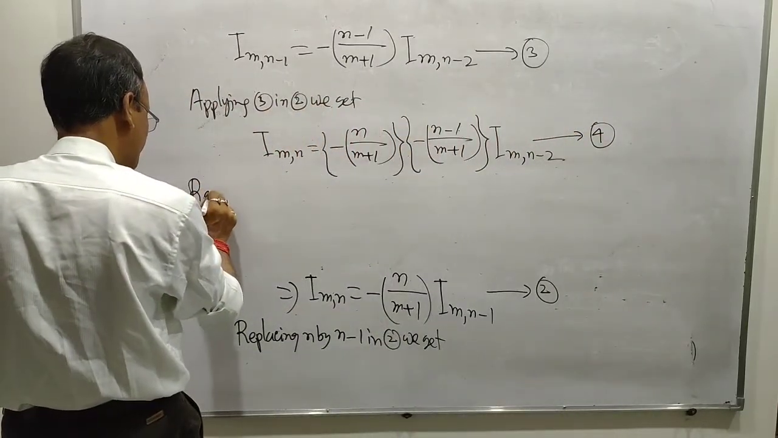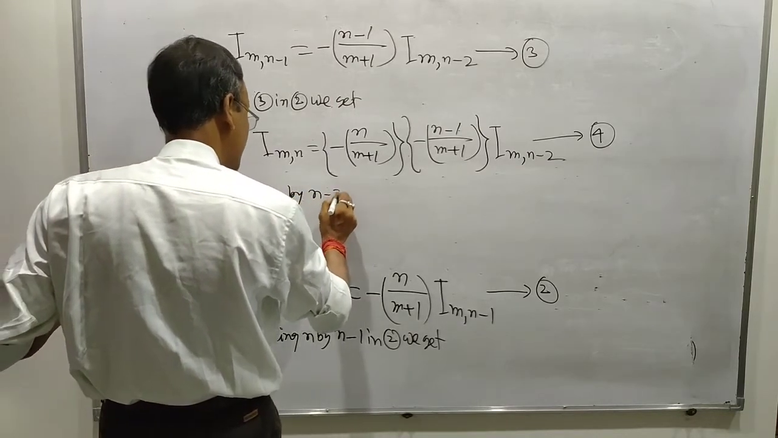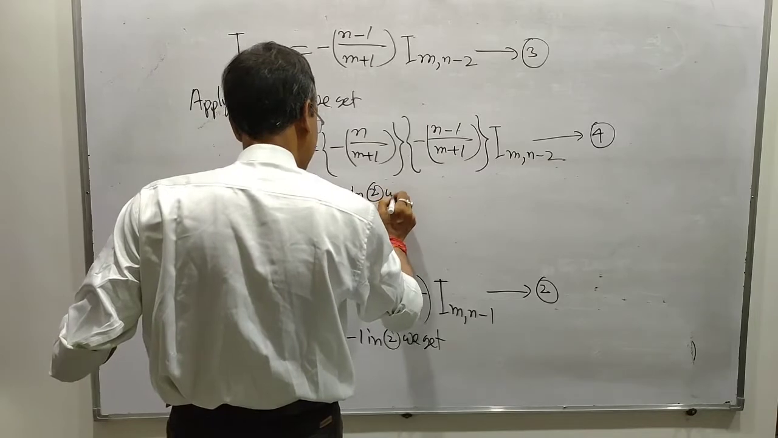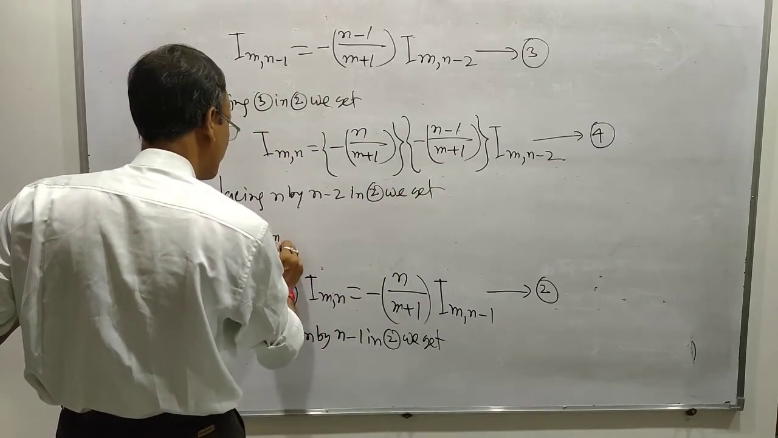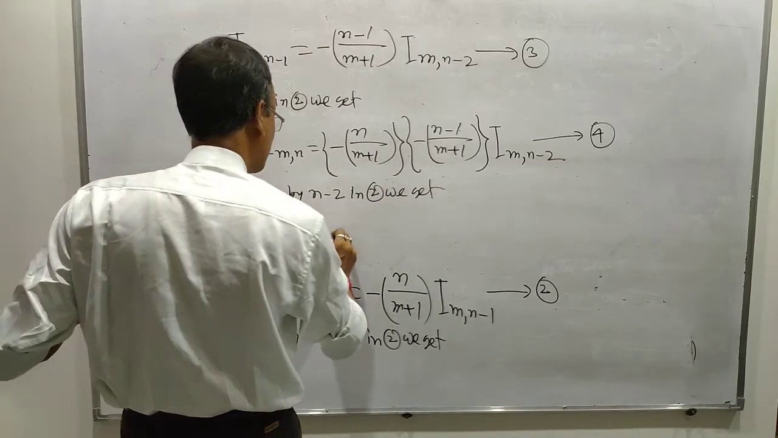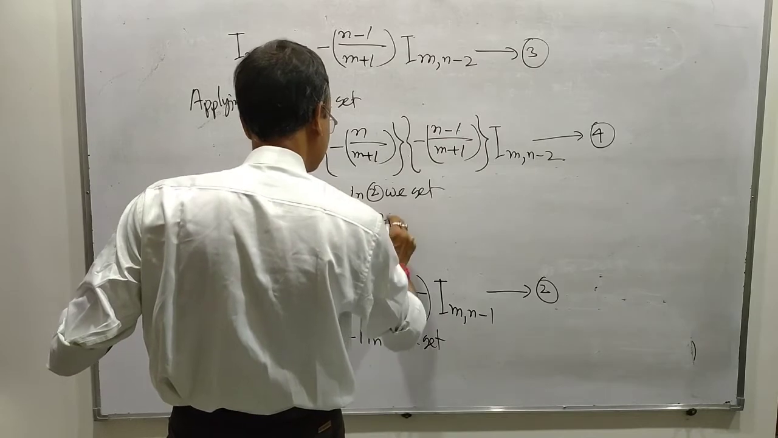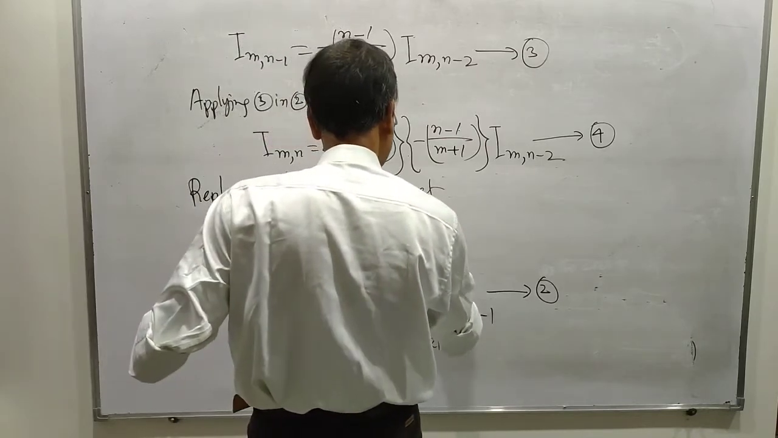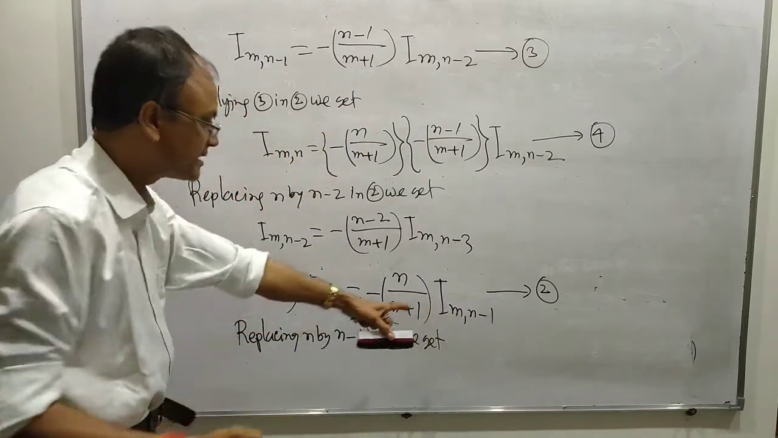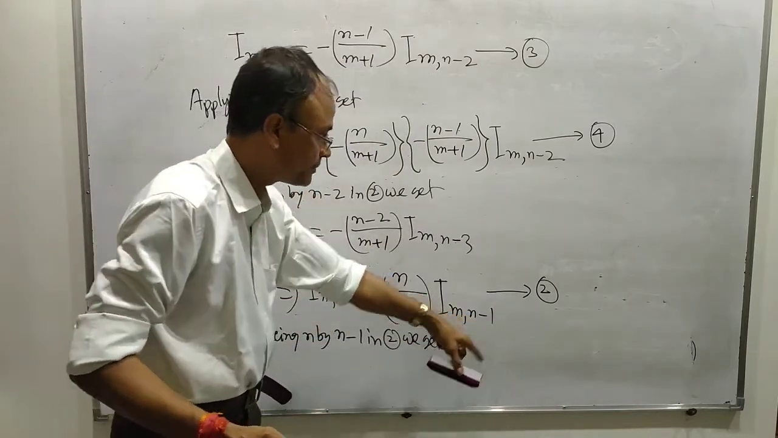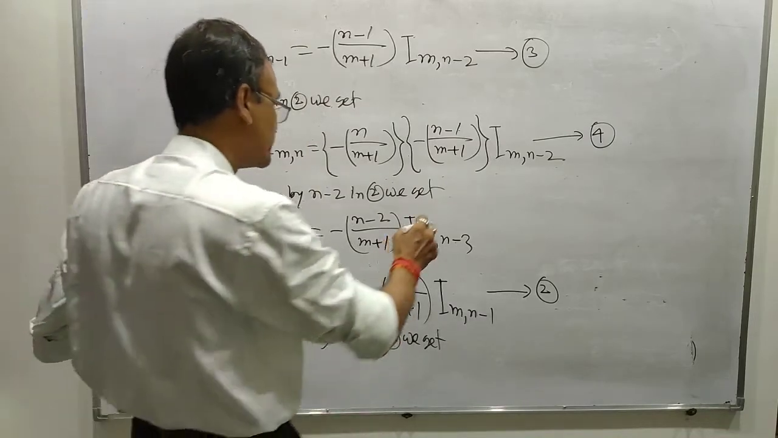Replacing n by n minus 2 in 1, we get I_{m,n-2} equals minus (n-2)/(m+1) I_{m,n-3}. Put here n equal to n minus 2, n minus 3. Now, suppose this is number 5.